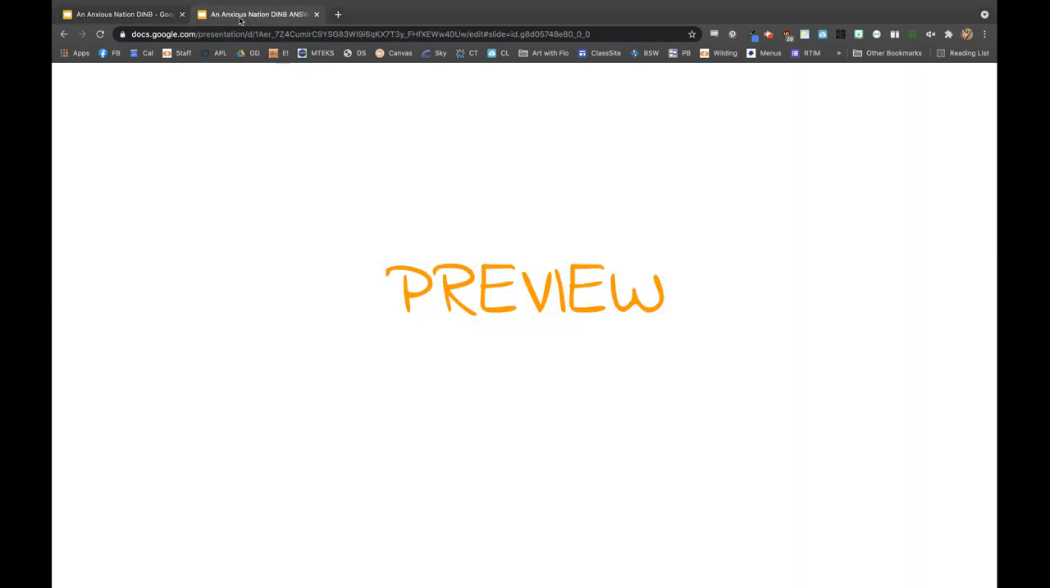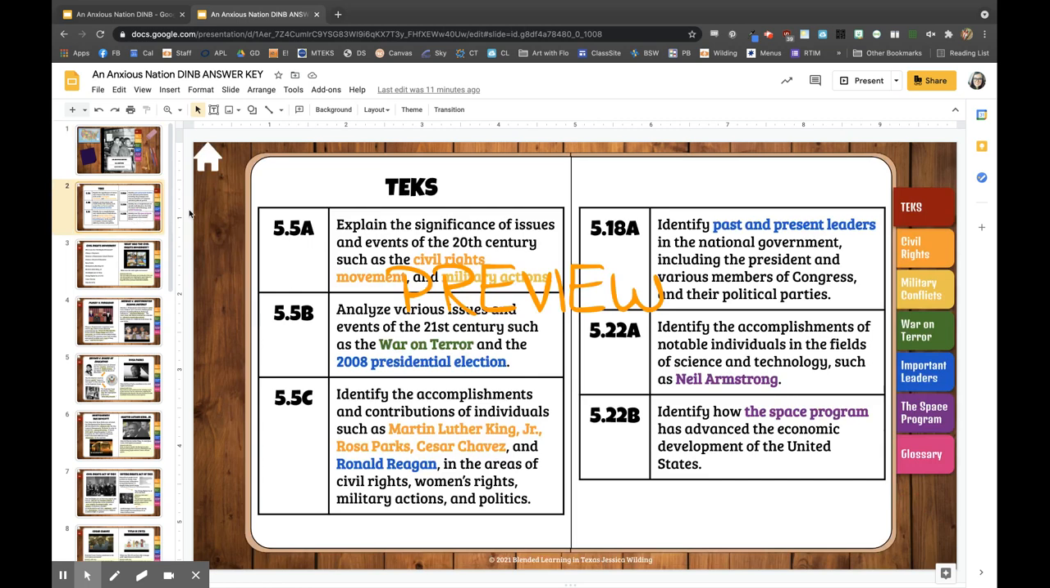So this notebook goes over the civil rights movement and military actions of the late 1900s. So that includes the Cold War, the Vietnam War, and the Korean War. And then also the War on Terror. And for the important leaders section, there's some important presidents that are specified in the TEKS. And then the space program, so Neil Armstrong and the Apollo 11 mission.